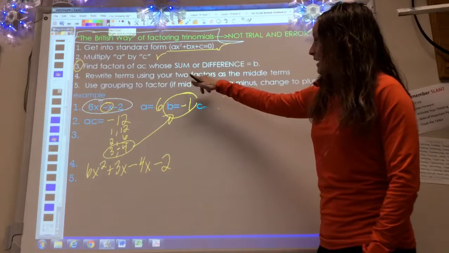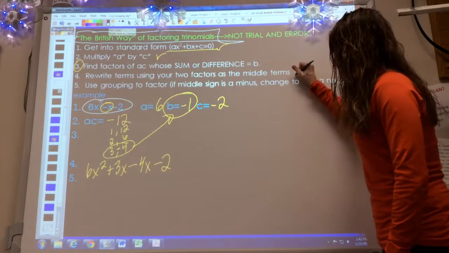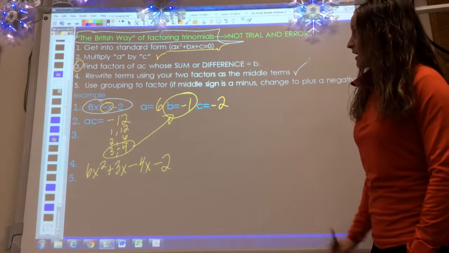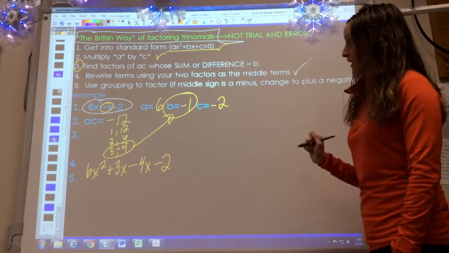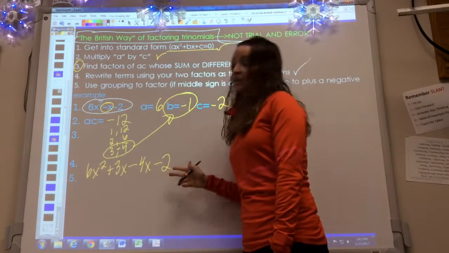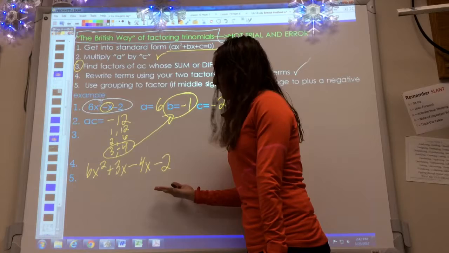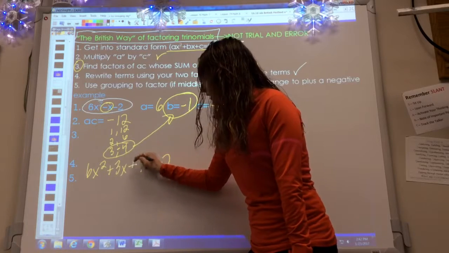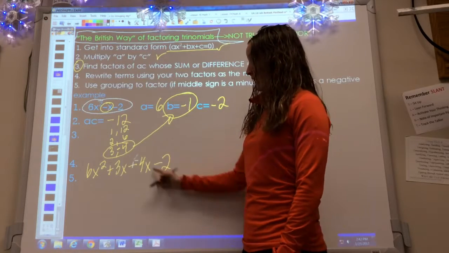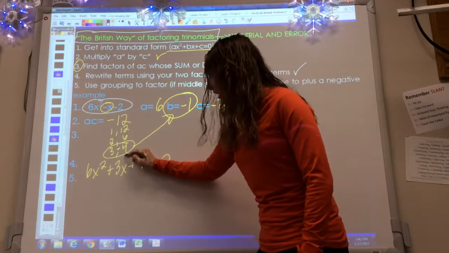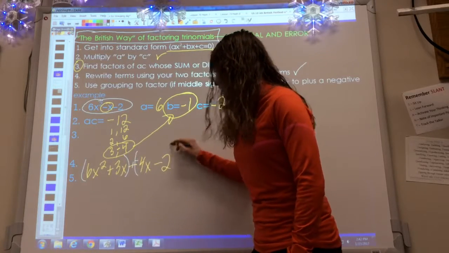So we did rewrite our terms using our 2 factors for the middle term. So then we go on to step 5. It says use grouping to factor. Notice we have 4 terms here. This is exactly like Friday. We need to add the inverse. Anytime we have a minus, we draw our 2 sets of parentheses.